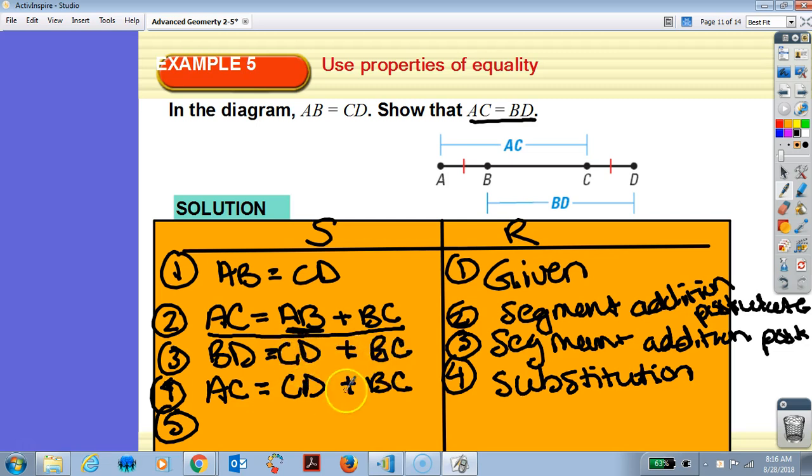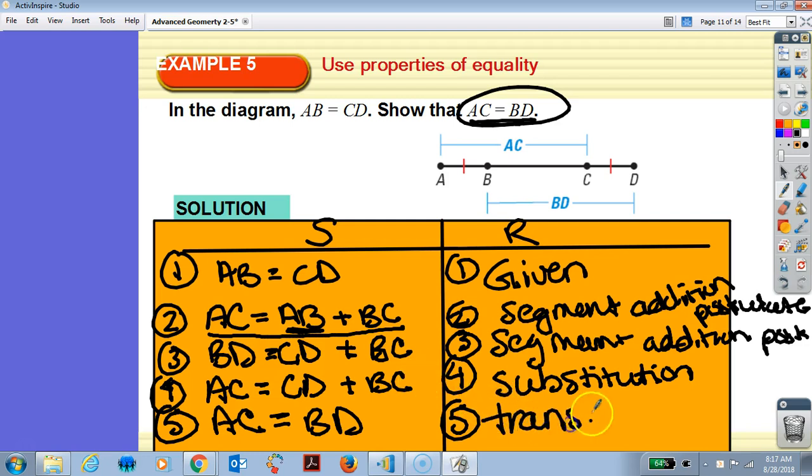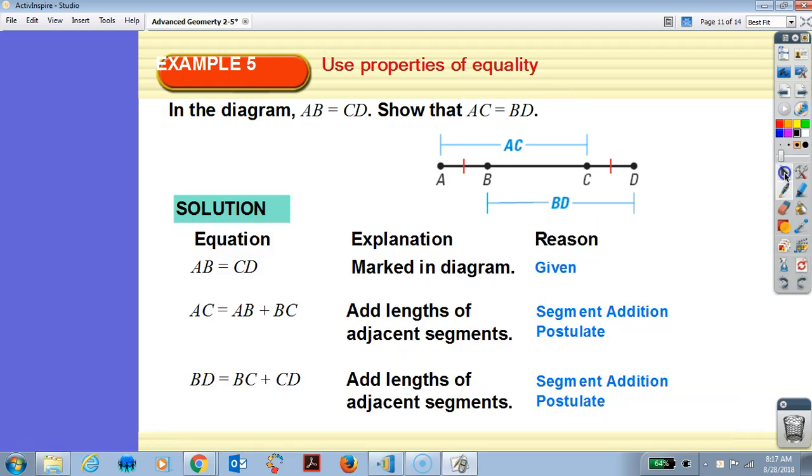Do you see how these are now exactly the same? So now you can go straight to what they want you to prove. AC equals BD, transitive property. So transitive property is like substitution, but it's when substitution is a whole side for a whole side. Make sense? You can see how they did it.